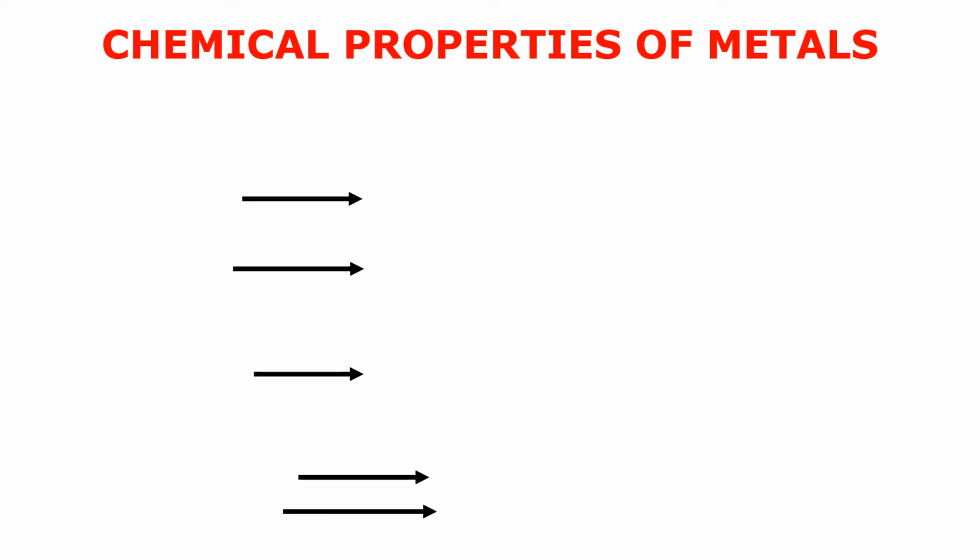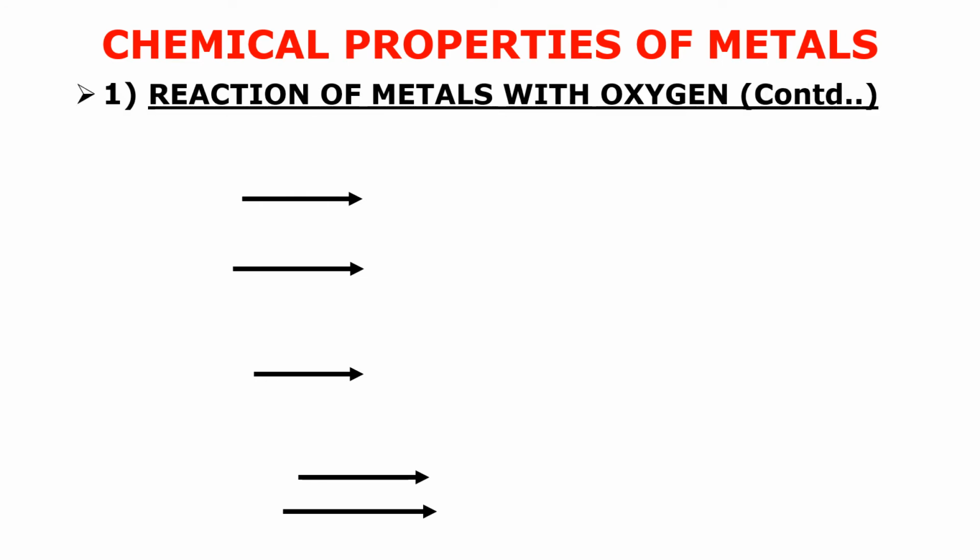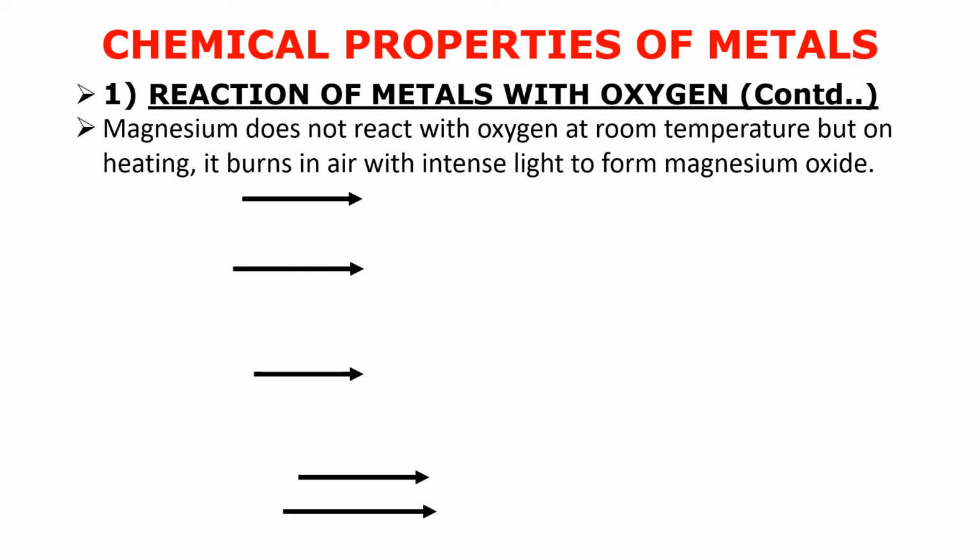We continue the chemical properties of metals, especially the reaction of metals with oxygen. We are still not done with that. So we come on to magnesium. Magnesium does not react with oxygen at room temperature. Like sodium and potassium, they do not spontaneously react with oxygen at room temperature. We have to heat them. So when you heat magnesium in air, it burns in air with intense light to form magnesium oxide.